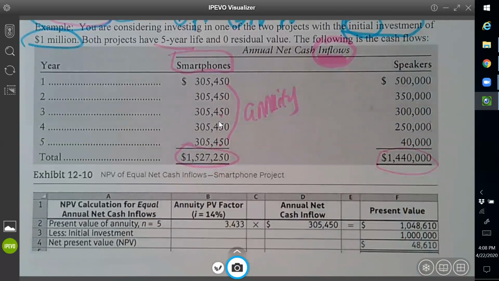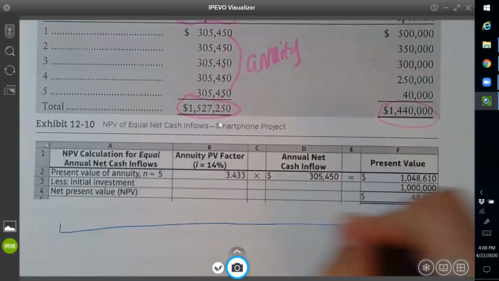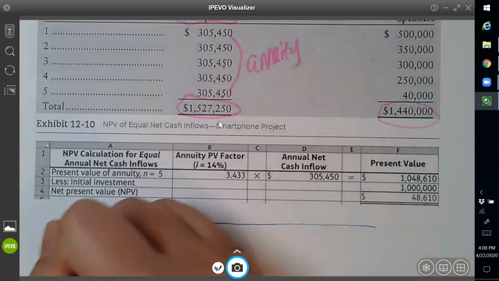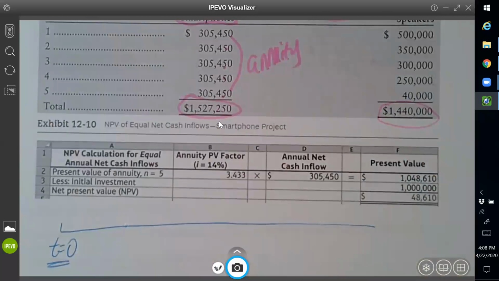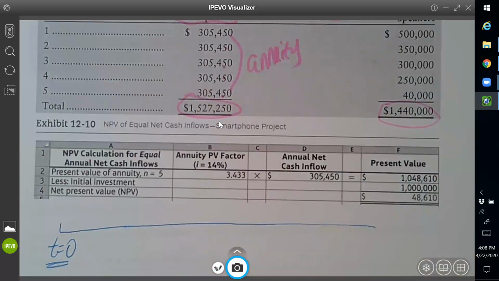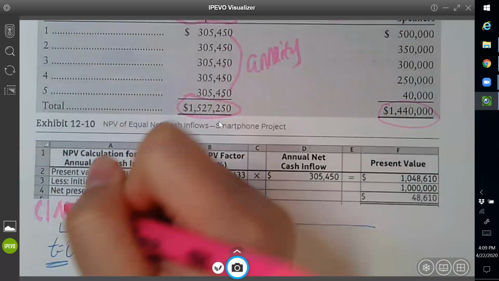General idea, we do this. I usually draw a timeline. So let's look at this one, right? At the beginning of the project, you have to invest $1 million. When you invest, you have to pay the money, right? The money goes out from your pocket. So at the beginning of the project, you have a cash outflow.